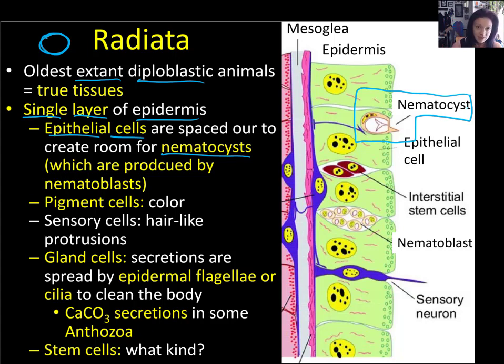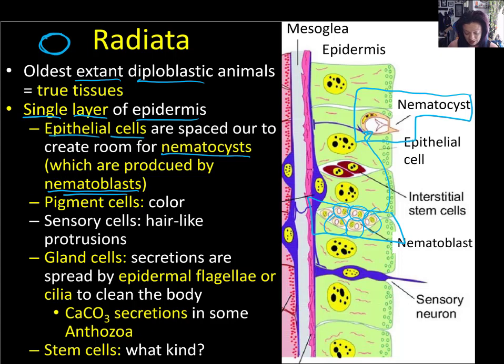So where do you get your replacement nematocysts? You get them from stem cells called nematoblasts. Nematoblasts are immature cells that eventually give rise to mature nematocysts. Okay. Here are your nematoblasts, here, in this part of the diagram. Each of these little guys is an immature nematocyst, just waiting to be released so that it can replace a used nematocyst.